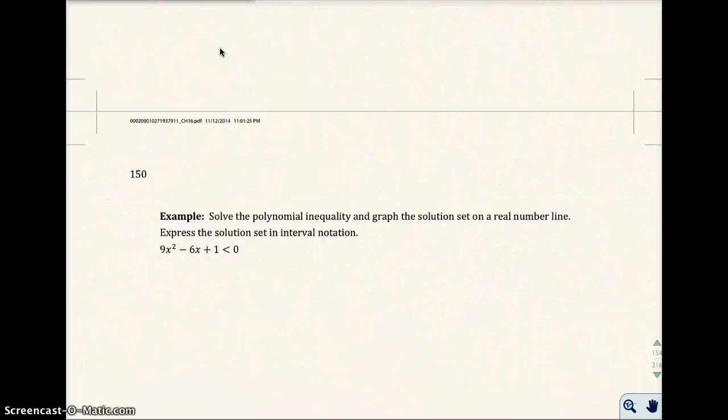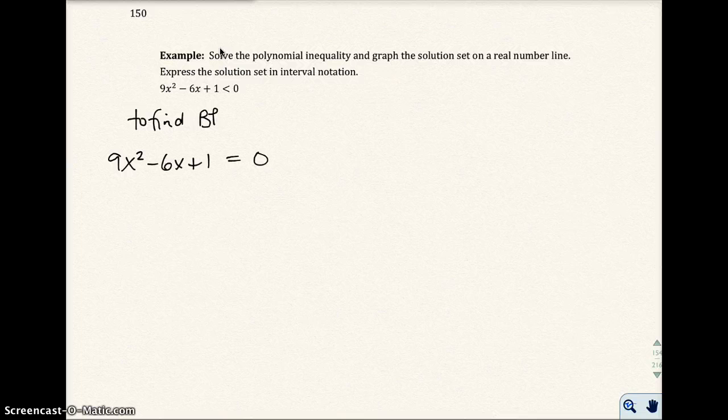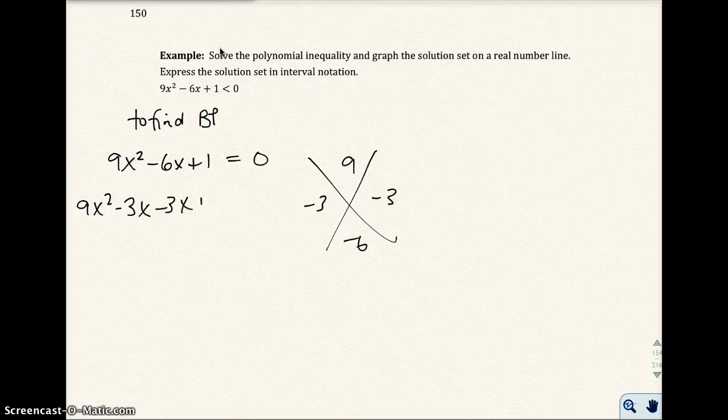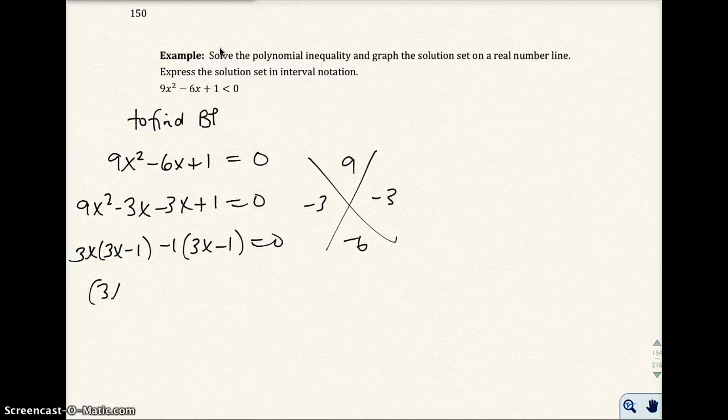Next example, we're going to do the same thing. We're going to solve the polynomial inequality. And it already has one side equal to 0, so I'm going to go ahead and find the boundary points. 9x squared minus 6x plus 1 is equal to 0. Factoring, 3x minus 1 equals 0 means my boundary point is going to be 1/3.